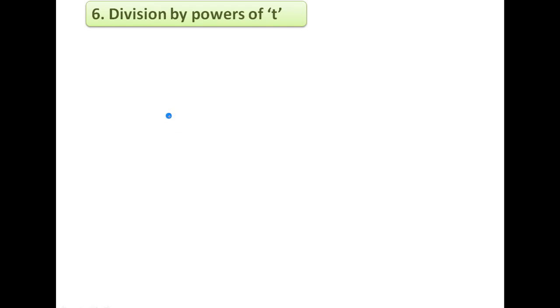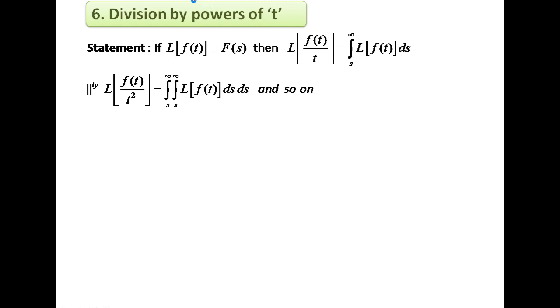Welcome. In this video we are going to see the Laplace transform property, division by powers of t. So here first we will see the statement. The statement is, if Laplace of f of t is equal to F of s, then Laplace of f of t upon t, if your function is divided by t, we can write its Laplace as integration from s to infinity of Laplace of f of t ds.